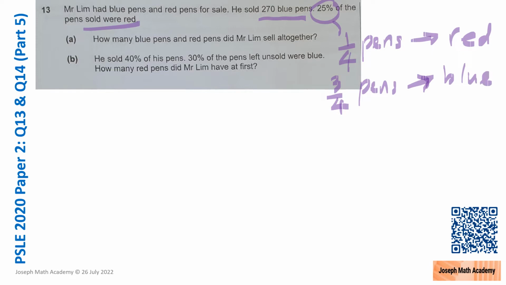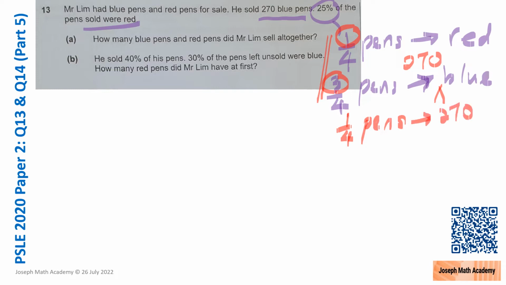This is actually your part-whole concept. So 3/4 of the pens sold were blue, and we know that we have a total of 270 blue pens sold, meaning 3 units should be 270 blue pens. So what is 1 unit? 1 unit would be 270 divided by 3. That simply shows 90. That means Salim sold 90 red pens.